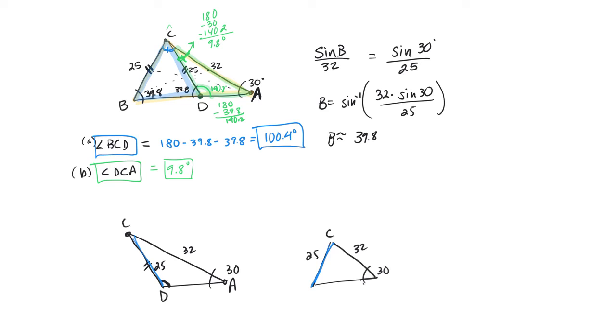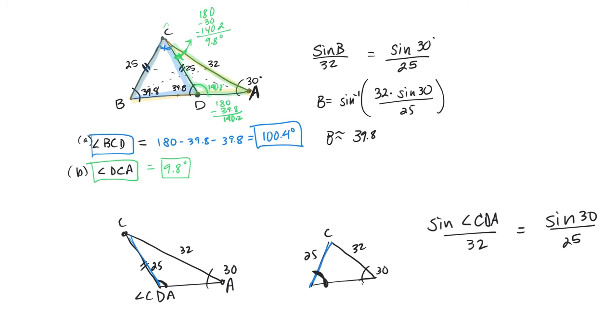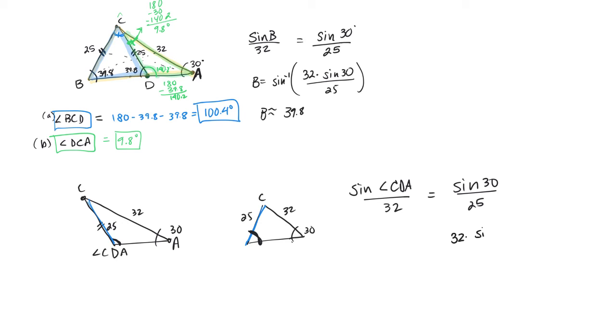And if you were trying to figure out this angle, we'll call that D, that was actually CDA. So if you tried that, sine of CDA over its opposite side would be the same as sine of 30 over its opposite side 25. Then when we're solving that, multiplying both sides by 32, we get angle CDA is equal to the arc sine of this. And what you're going to get is the wrong amount. You're actually going to get this angle B that we just did above.